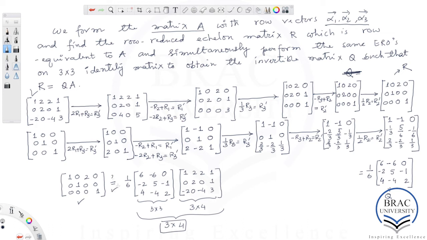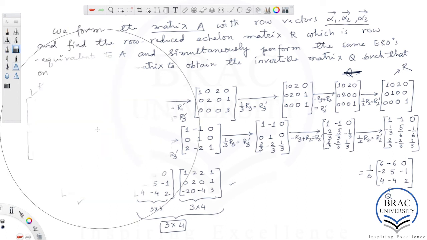So now I give you the reason why this method works. Why R is equal to Q times A. Why does it work? Okay, so explicitly you can check that this equality holds in this case. So let me explain why this thing works.